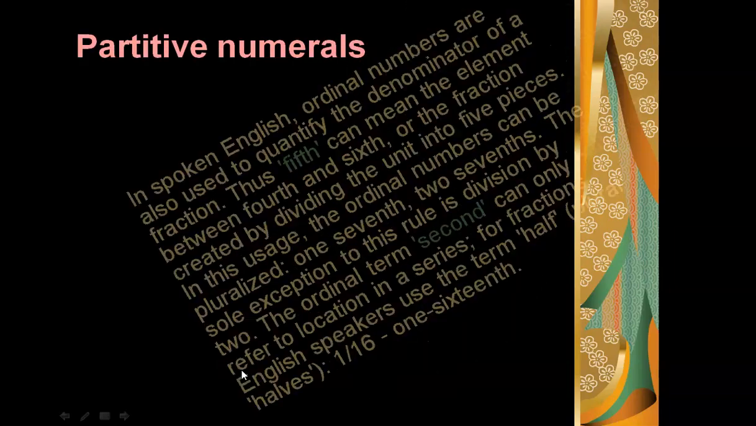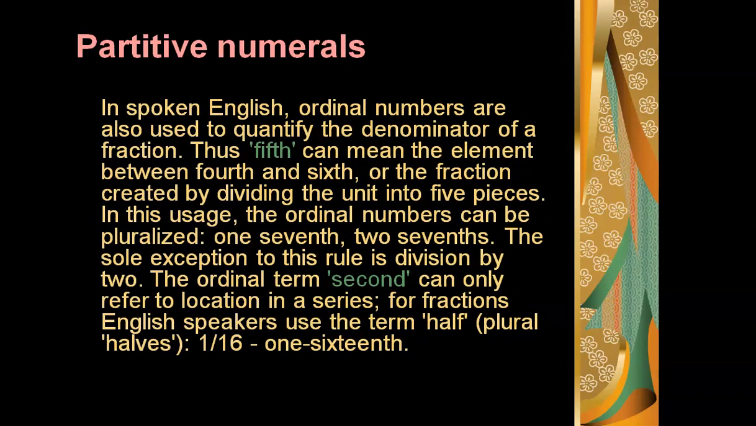So, partitive numerals. In spoken English, ordinal numbers are also used to quantify the denominator of a fraction. The fifths can mean the element between the 4th and the 6th, or the fraction created by dividing the unit into 5 pieces. In this usage, the ordinal numbers can be pluralized: 1/7, 2/7. The sole exception to this rule is division by 2. The ordinal term second can only refer to location. In the series for fractions, English speakers use the term half, plural halves, and 1/16, for example.